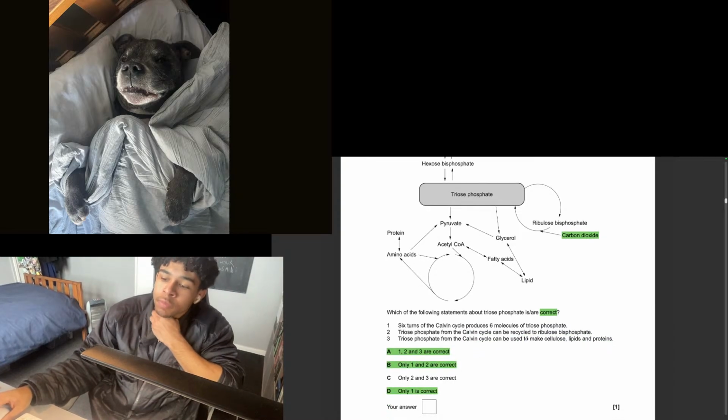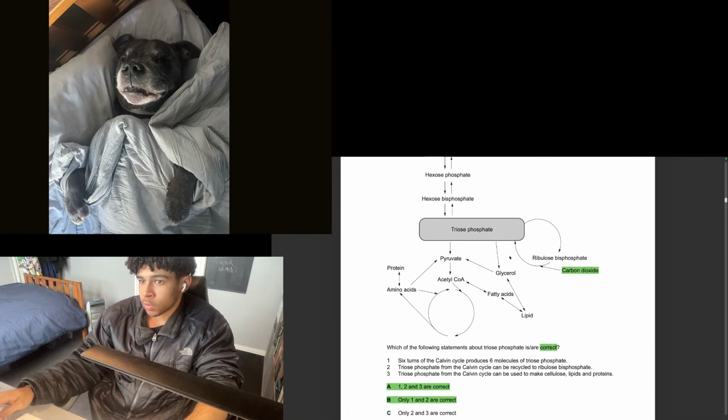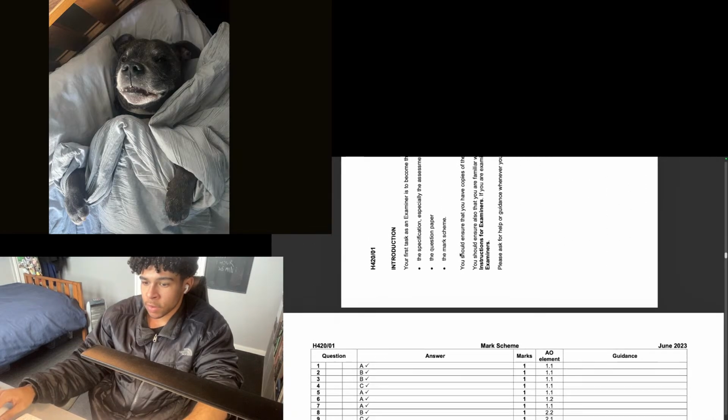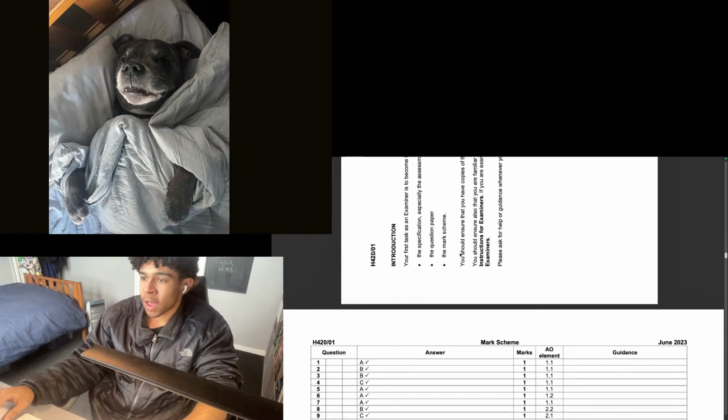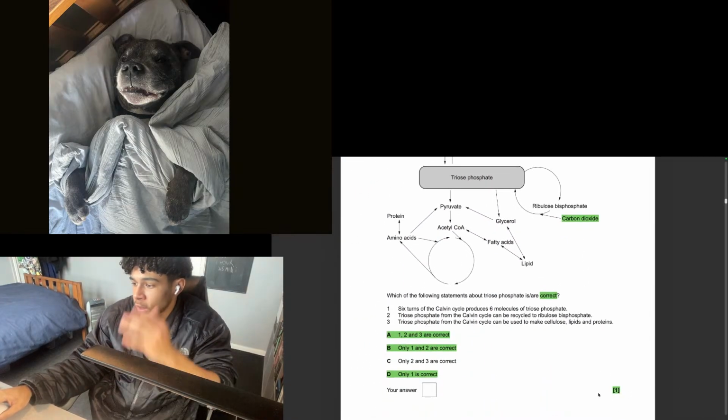So it's C. We'll just look at triose phosphate from the Calvin cycle can be recycled to replace RuBP. That's true. That's how we remake it. That's true. It even says it right here. So yeah, that was actually pretty easy. If I was in an exam, I should be able to answer that one in literally like 20 seconds tops.